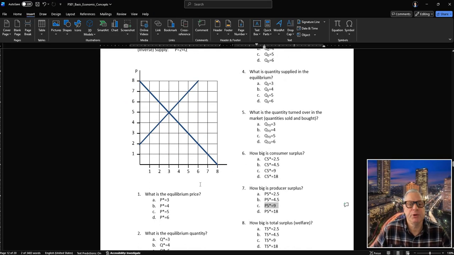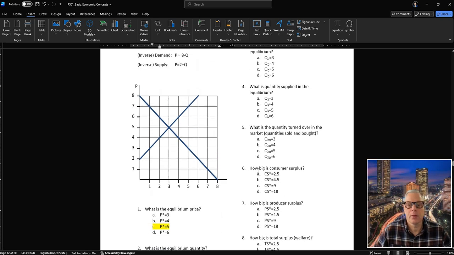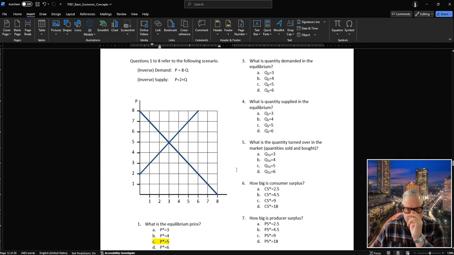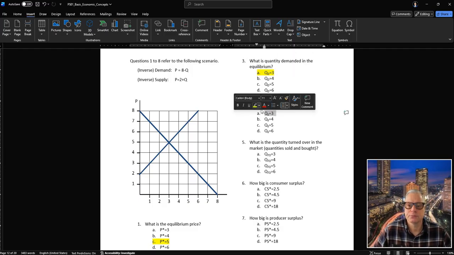So what is the equilibrium price? We just have to look at the graph. Well, the equilibrium price is 5. What's the equilibrium quantity? Well, that's 3. What is the quantity demanded in the equilibrium? Well, the quantity demanded in the equilibrium is 3. Quantity supplied is also 3 because it's an equilibrium. And the quantity turned over is also 3.